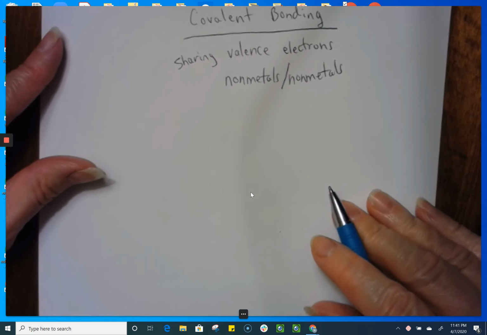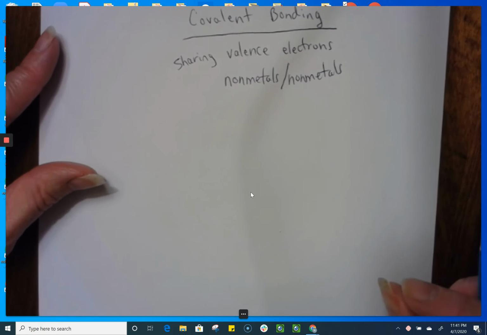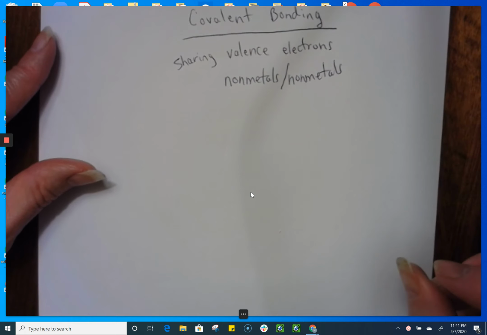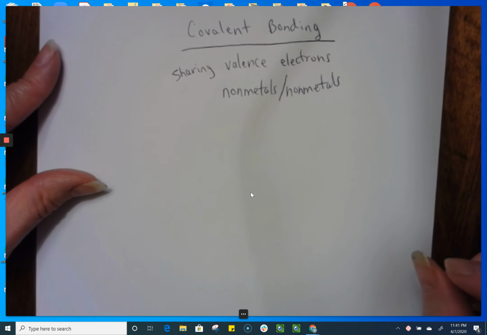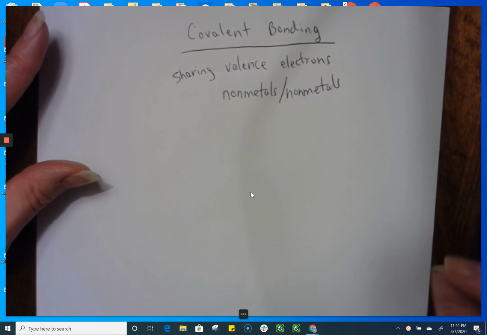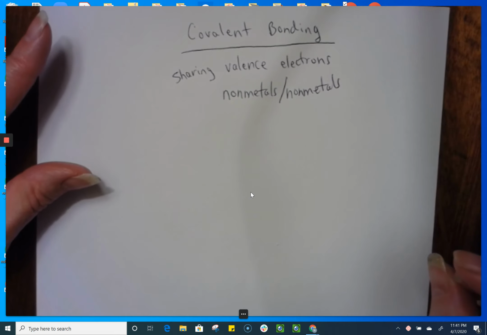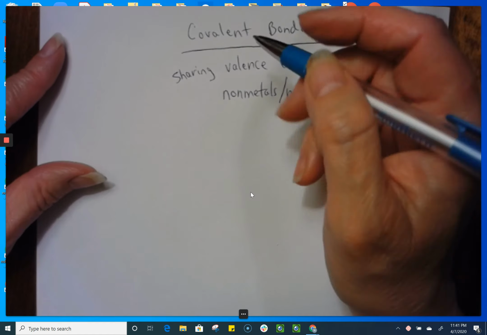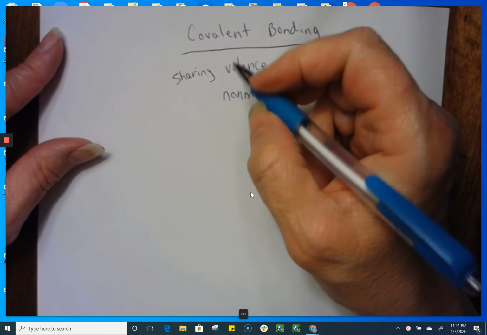Okay. So I mentioned the water molecule two videos ago, and that's a covalent bond because the hydrogen and oxygen were both nonmetals and they were going to share electrons. So I'm going to start with a very basic covalent bond demonstration here.